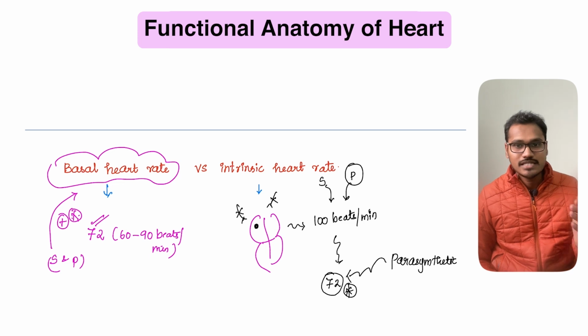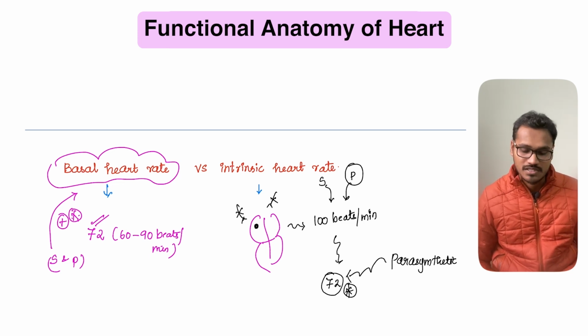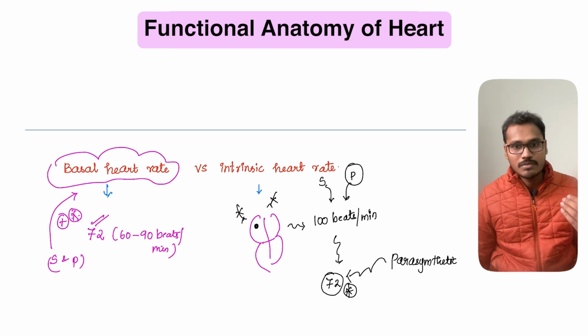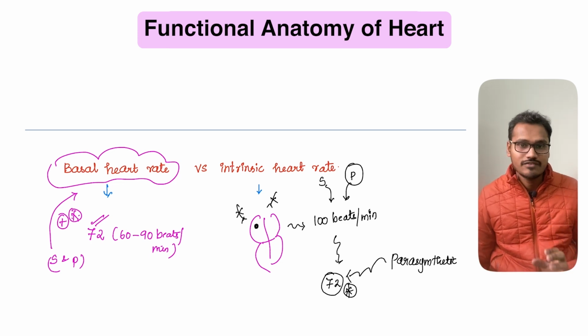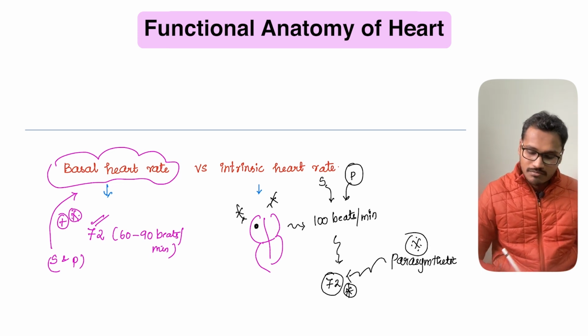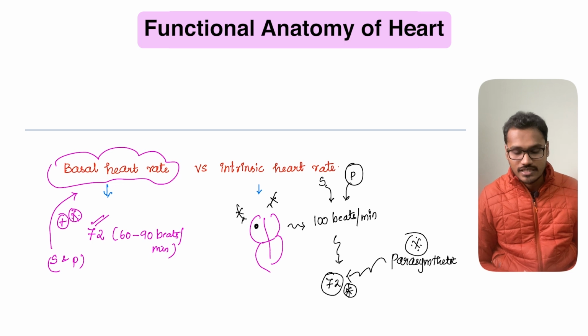So first is basal heart rate, the natural heart rate which is present when both sympathetic and parasympathetic are present. Whereas intrinsic heart rate means when both of them are cut, the automatic beating rate without the innervation of the autonomic nervous system. And the parasympathetic system, as we saw, has a maximum influence on the heart rate itself.